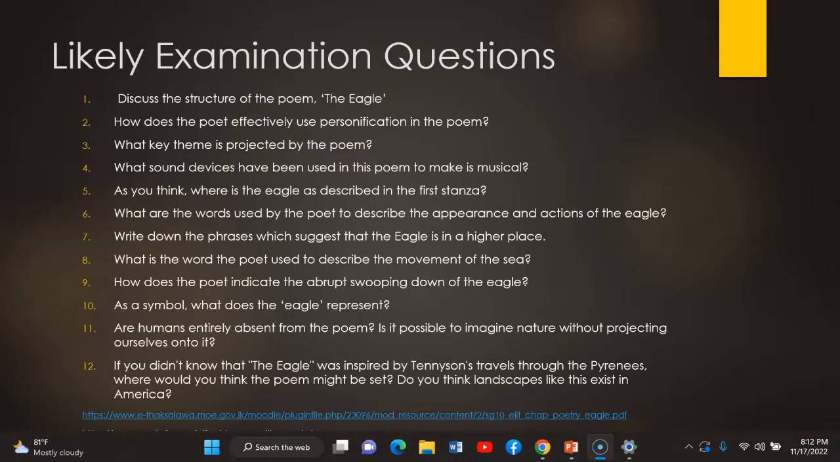Here are some likely examination questions that you should definitely try your hands on.